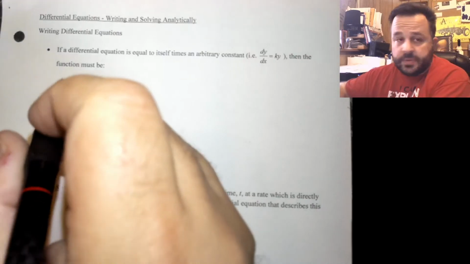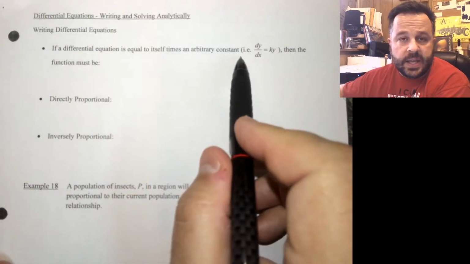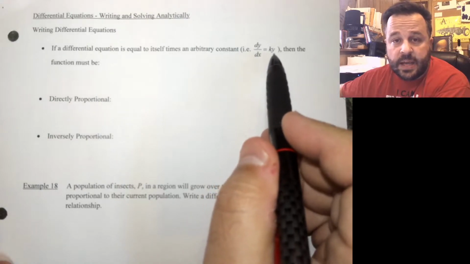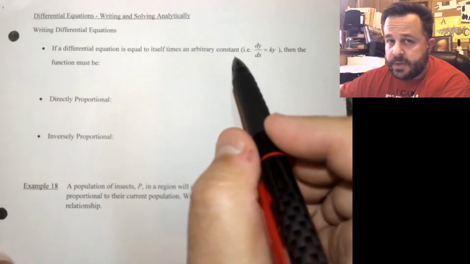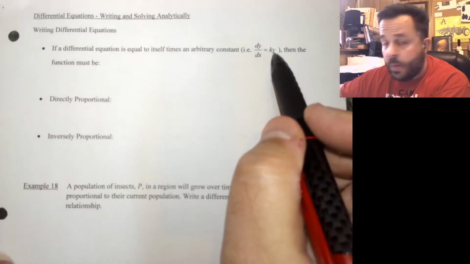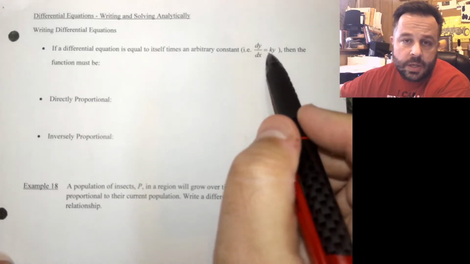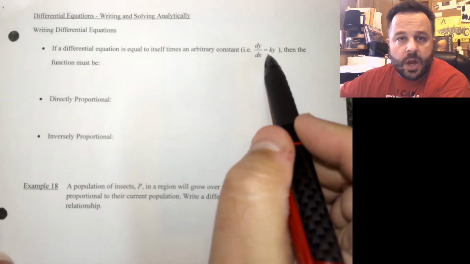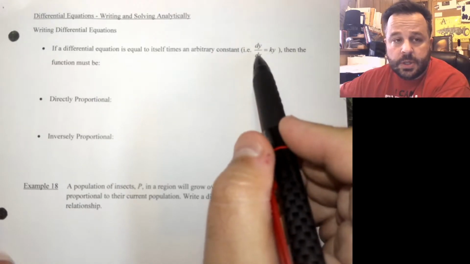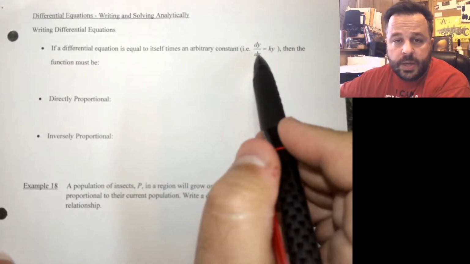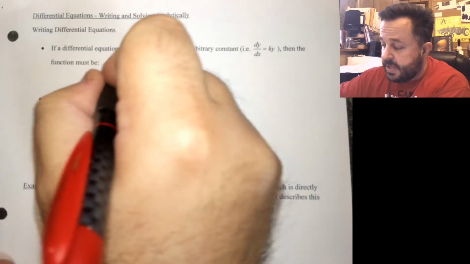So let's start. It says here, if a differential equation is equal to itself times an arbitrary constant, that is to say, if dy/dx is equal to k times y, then the function must be... Now, if we think back to our rules for derivatives, we dealt with a function where when you took its derivative, you got the same thing as the original function times something. Sometimes it was a constant, other times it was just another function. In that case, that was the exponential function. So when you have a differential equation whose derivative is equal to k times the function, then the function is going to be exponential.